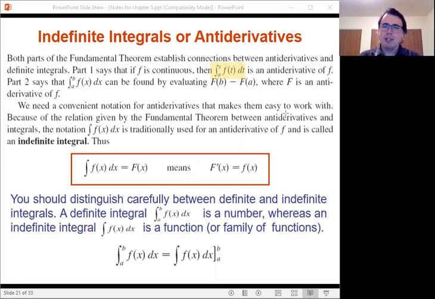Now, calling something an antiderivative feels kind of manufactured, right? I just did the opposite because I wanted to. It didn't really feel like there was a motivation for it when we were learning about these things. Another name for an antiderivative is an indefinite integral. So the word indefinite here is helping to distinguish between the definite integrals we've already been working with.